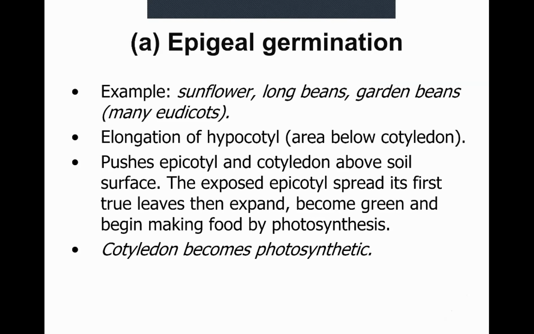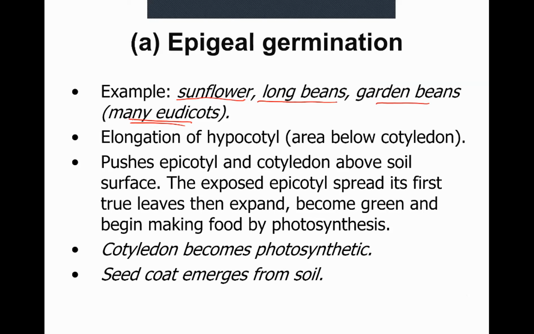Okay, epigeal germination usually happen in sunflower, long beans, garden beans, which are referring to many eudicots, right? So most of eudicots undergo epigeal germination. Okay, right. What happened during epigeal germination? During epigeal germination, hypocotyl. Ingat balik, hypocotyl tu apa? Hypocotyl is area below cotyledon. Bahagian yang di bawah daripada cotyledon. Okay, area below cotyledon. So, in epigeal germination, hypocotyl will elongate.